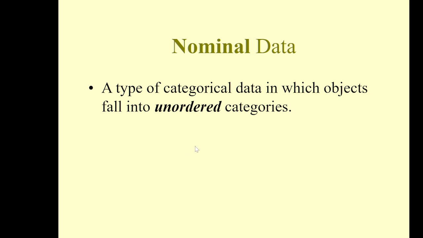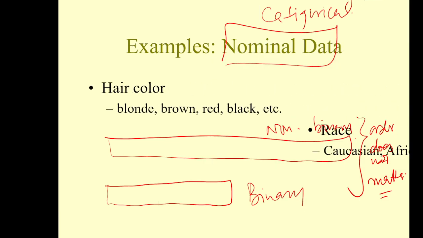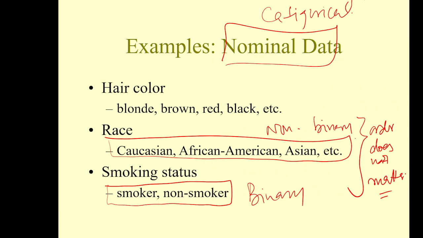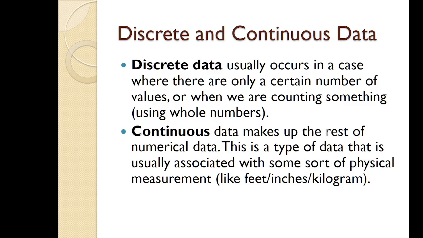A type of categorical data in which objects fall into unordered categories, right? So hair color, race, this is all categorical. Both discrete and continuous are numerical data: numerical, or measurement, or quantitative. So this is quantitative data, and it has two types, discrete and continuous. Discrete usually occurs in a case where there are only a certain number of values, or when counting something using a whole number is possible, right?